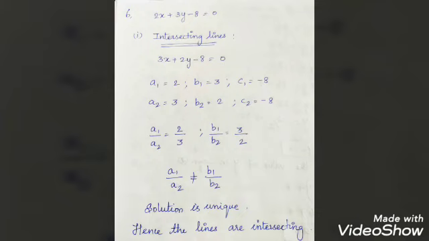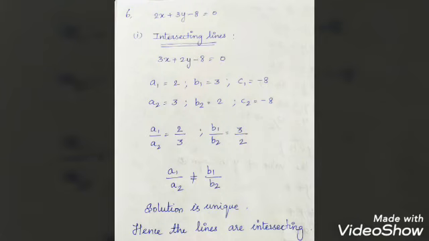Right? Let me see. First, what is the given equation? 2x plus 3y minus 8 equal to 0. First is intersecting lines. Intersecting means the ratio should not be equal. Remember, the ratio should not be equal.